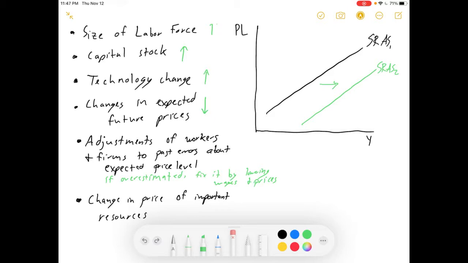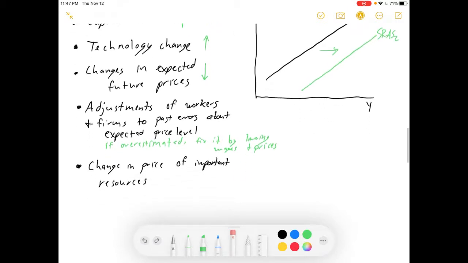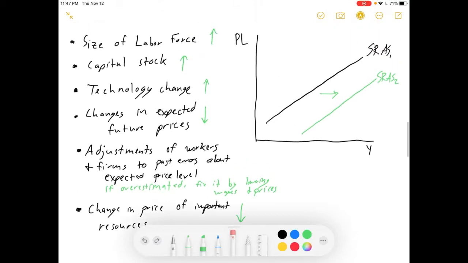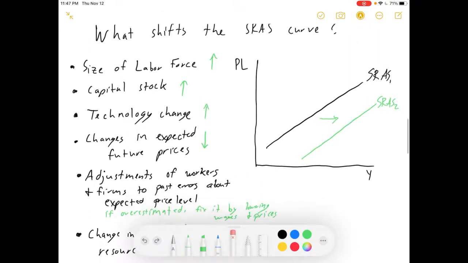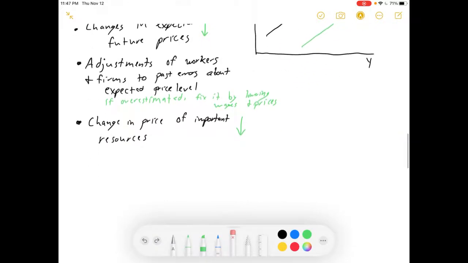And the next one is changes in important resource prices. Well, if resource prices go down, then short run aggregate supply shifts to the right. Okay, so there's kind of a list of things that can shift your short run aggregate supply curve.